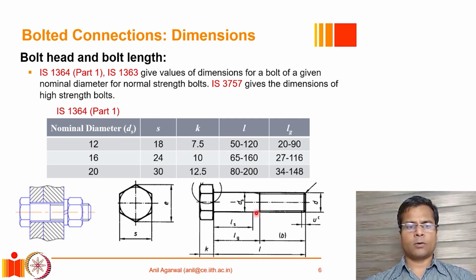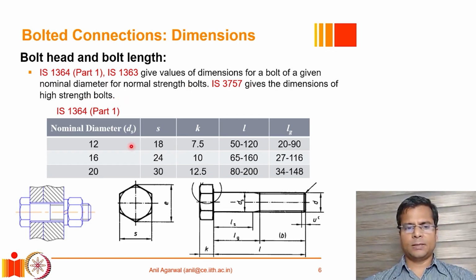So if I go to IS 1364 part 1 or IS 1363, they talk about all these dimensions. They prescribe all these dimensions for different diameter bolts of different types. So for example, 1363 and 1364 part 1 talk about normal strength bolts, whereas IS 3757 gives all these dimensions for the higher strength bolts, which are known as high strength friction grip, HSFG bolts.